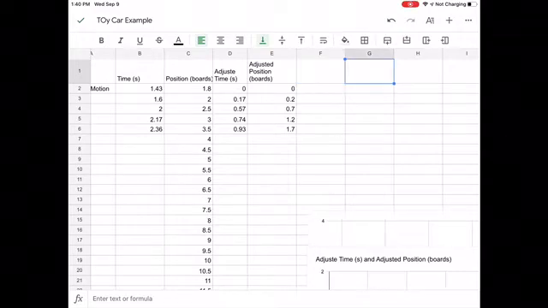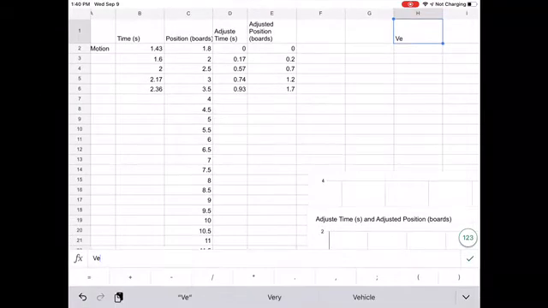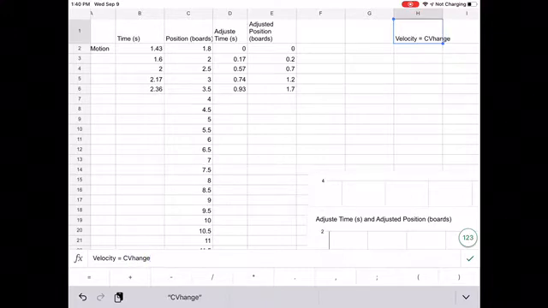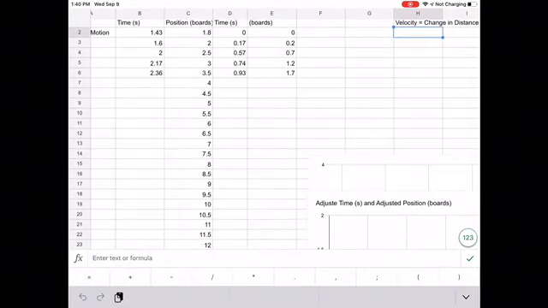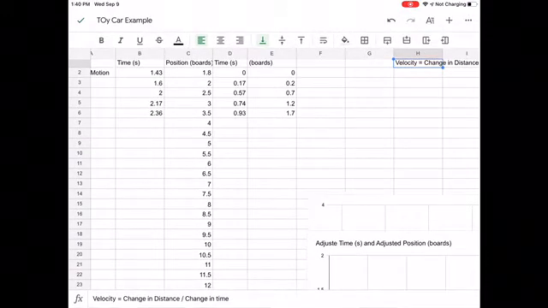In the book, they described how to find speed or velocity. And they were saying that velocity is equal to the change in distance divided by the change in time. In the book, they use this triangle, the Greek letter delta, to symbolize change.